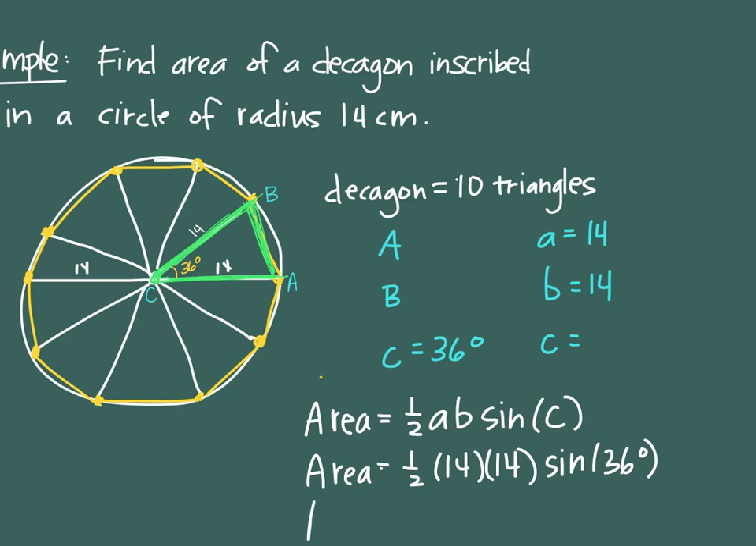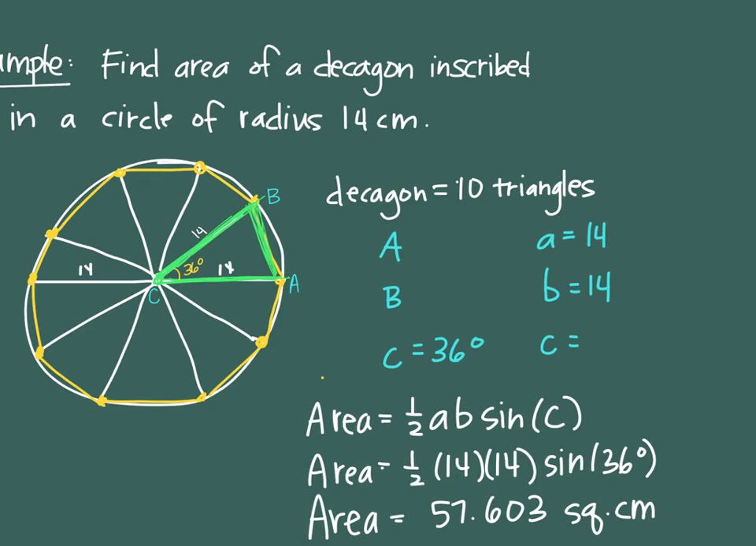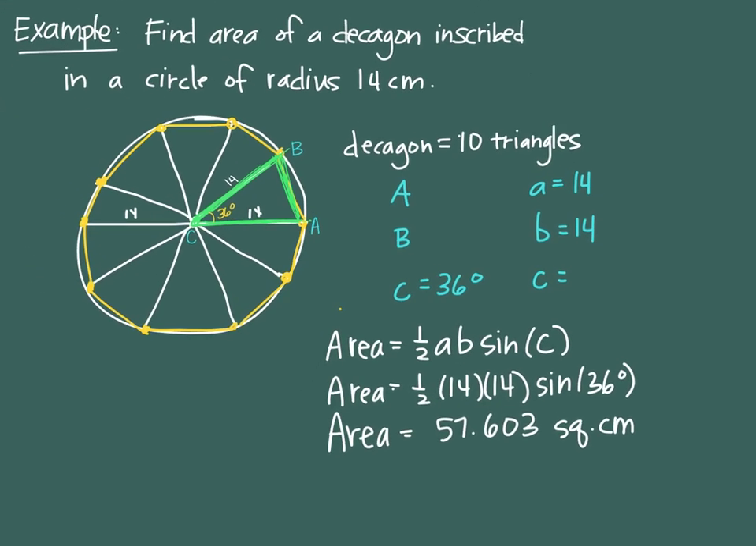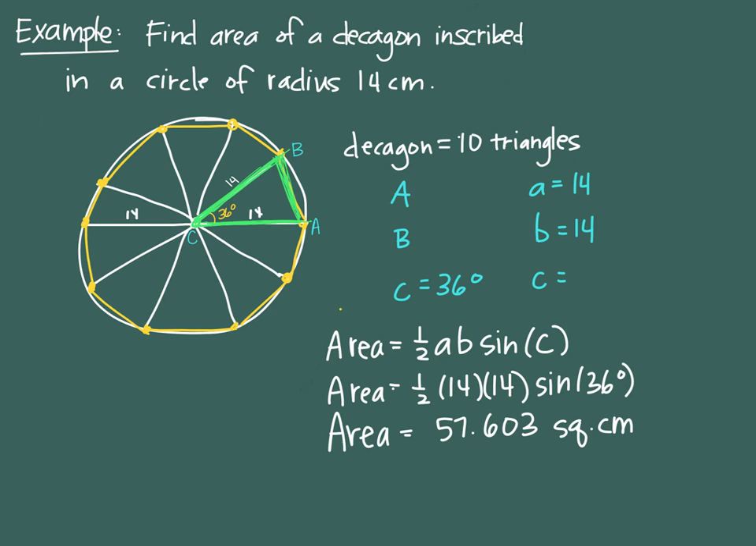And you'll get area to have a value of 57.603. And we knew the radius was measured in centimeters. And so area is always square something, and so it'll be square centimeters, or you could write centimeters with a little square sign on it if you want. Okay, any questions on that one?